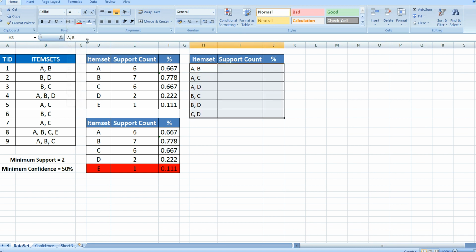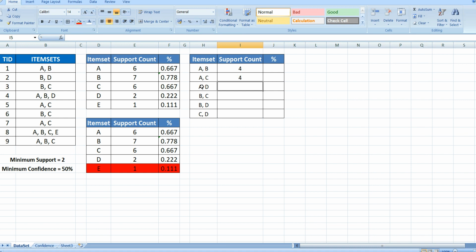Let me just increase the font so that it becomes clear. Now, once we have done that, we also go ahead and check how frequently A and B appear together in our original dataset. If we count, we find AB1, AB2, AB3, AB4. So our count is 4. A and C, how many times do A and C appear in our dataset? We find AC1, AC2, AC3, AC4. So we count 4.